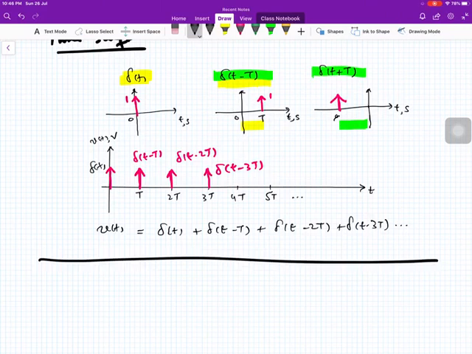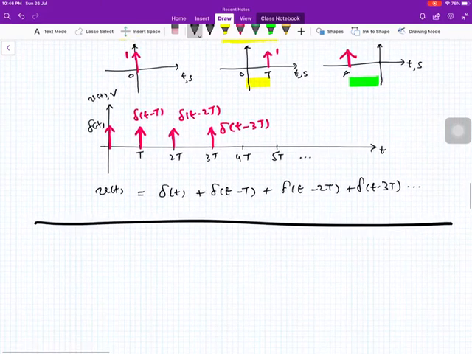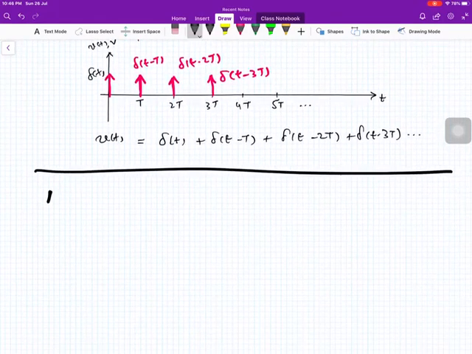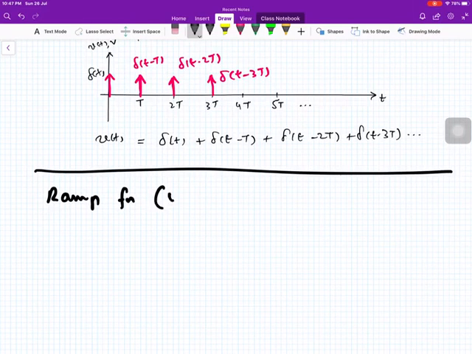The third signal, the third function is a ramp function or unit ramp function.